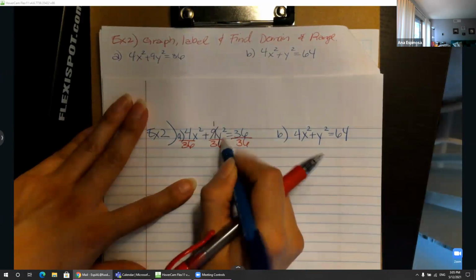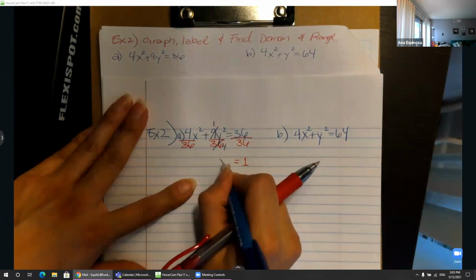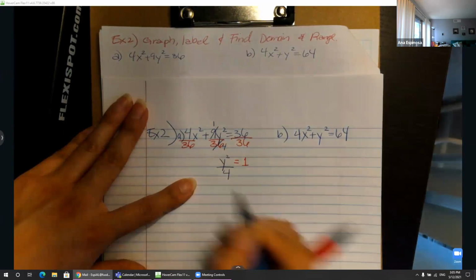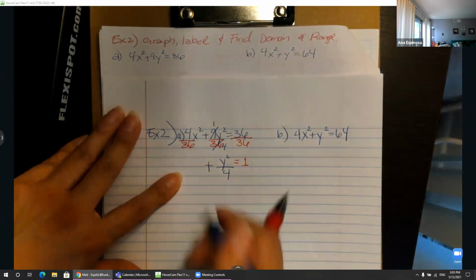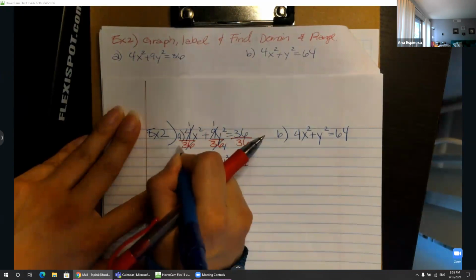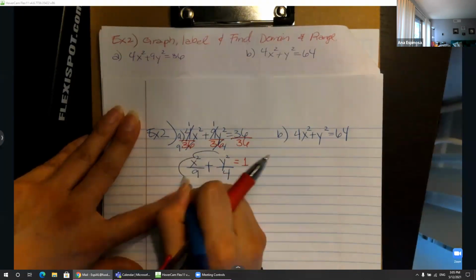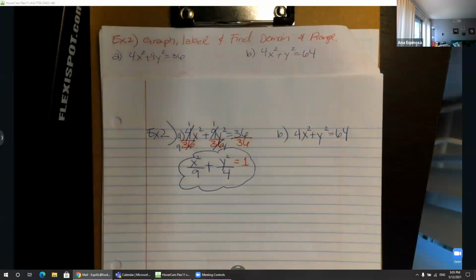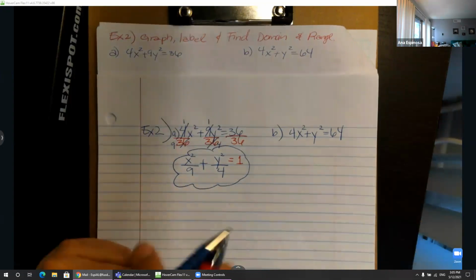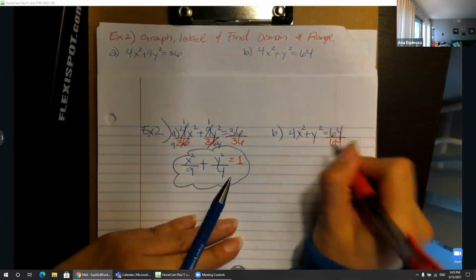9 goes into 36 4 times. So this will give you y squared over 4. And we want a fraction. And 4 goes into 36 9 times. So that'll be x squared over 9. This is what you're going to use as your beginning function to graph. Okay, it is equal to 1. It now has fractions and x squared, y squared with the plus in the middle. Now you can get started with it. Okay, let's do the last one. 64.